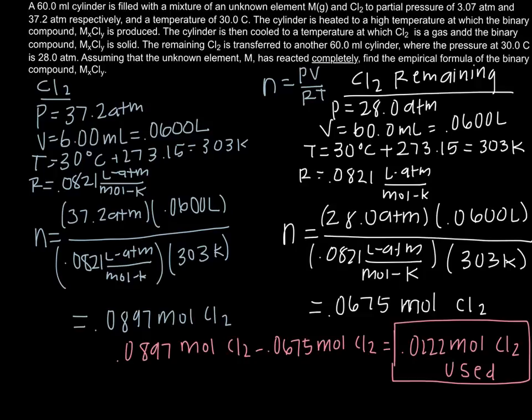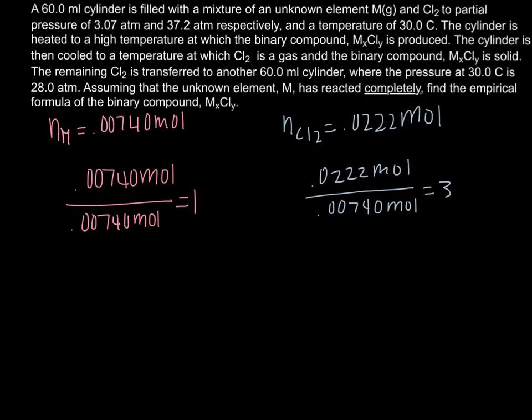In order to find the amount of moles of Cl2 used, we do the starting, which is 0.0897 moles of Cl2, minus the remaining, which is 0.0675 moles of Cl2, and it gives us 0.0222 moles of Cl2 used.